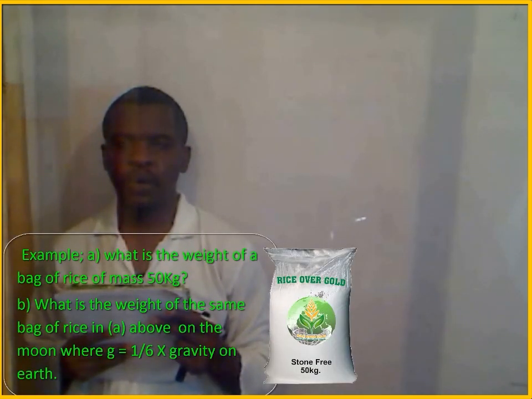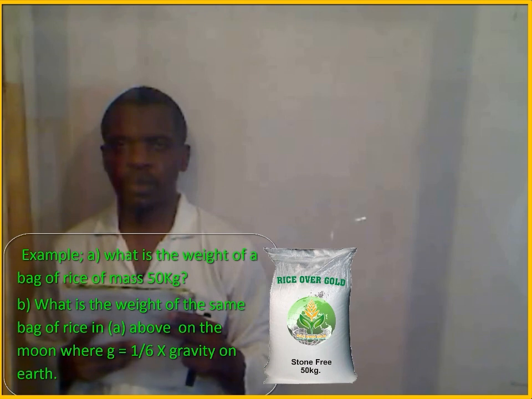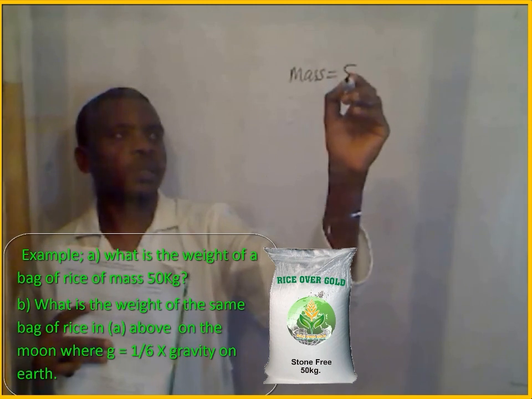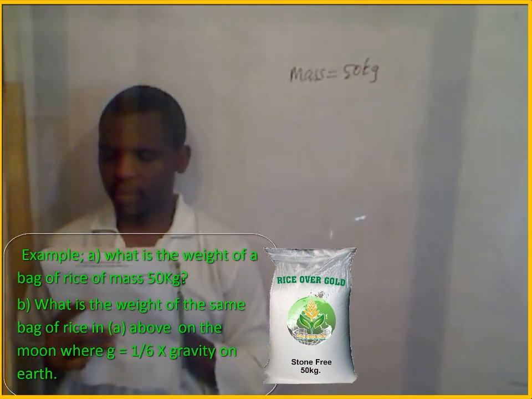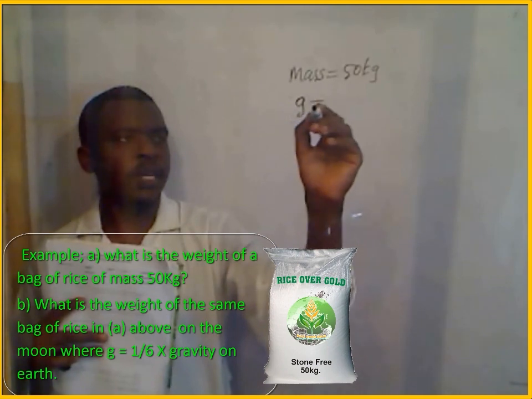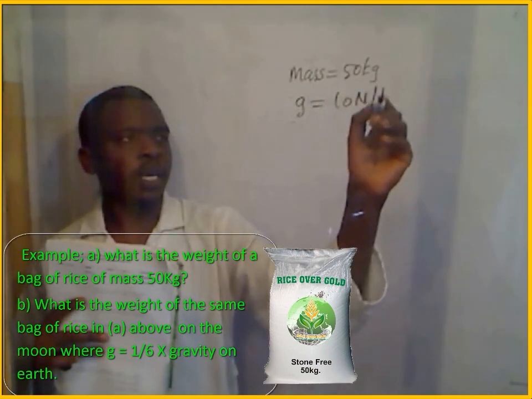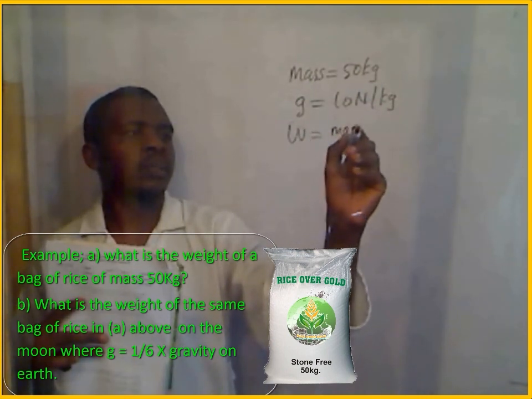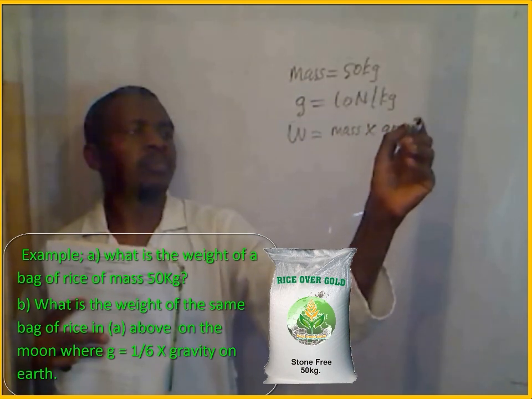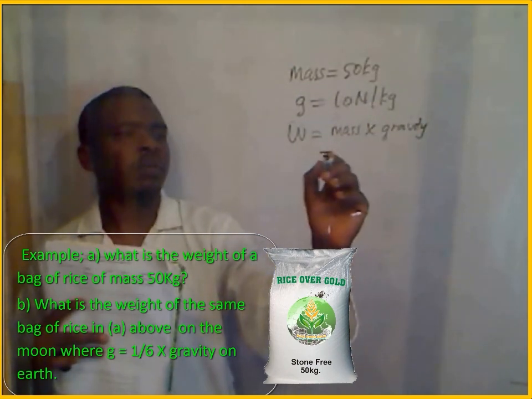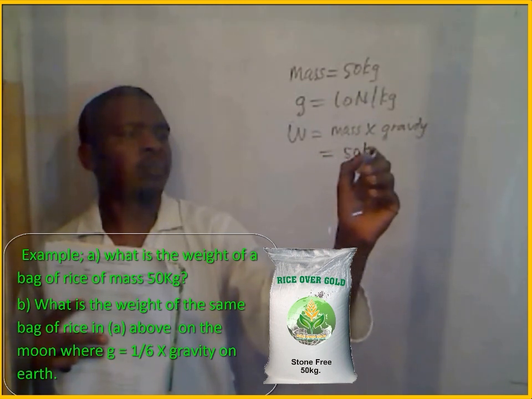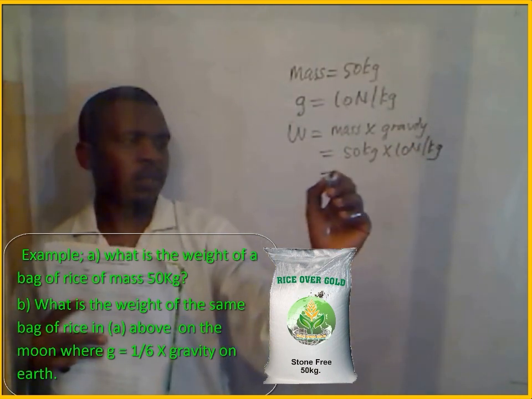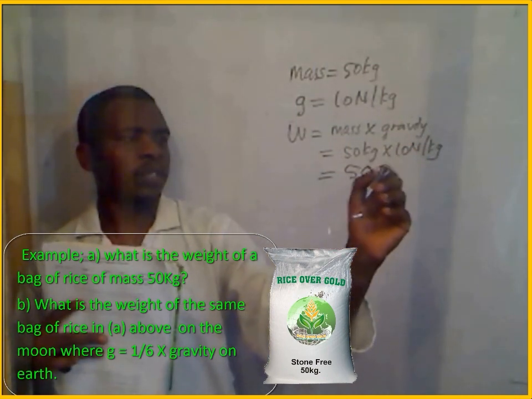What is the weight of a bag of rice of 50 kilograms? Solution. Our mass there is 50 kilograms. g is given as 10 Newton per kilogram. So our weight is equal to mass times gravity. This is equal to 50 kilograms times 10 Newton per kilogram. This will give us 500 newtons.